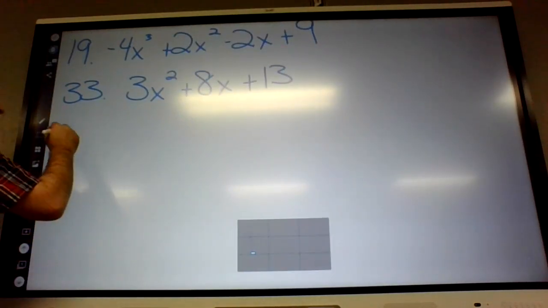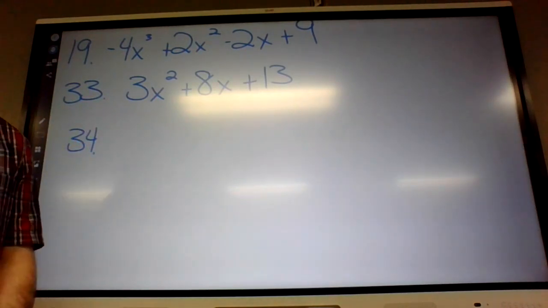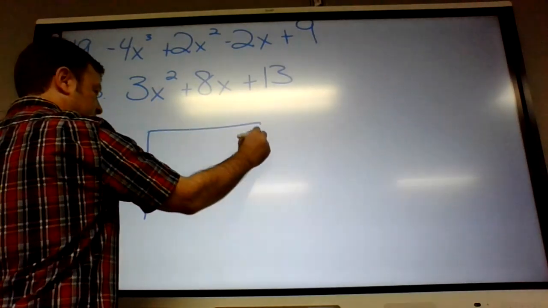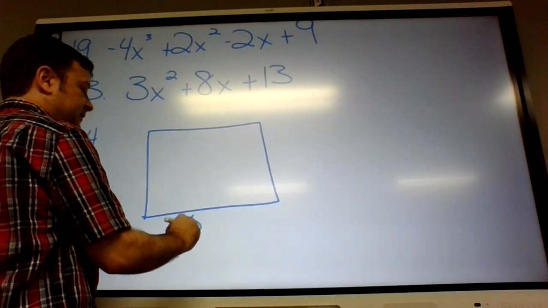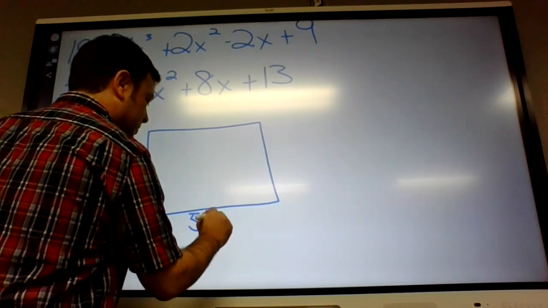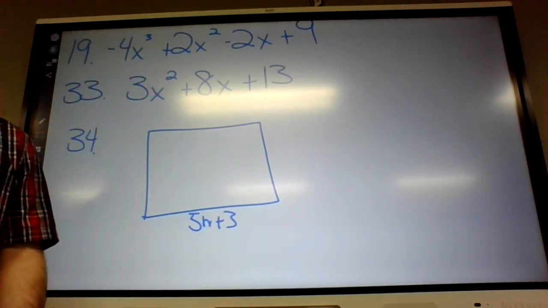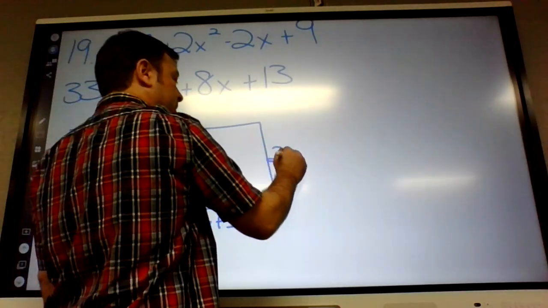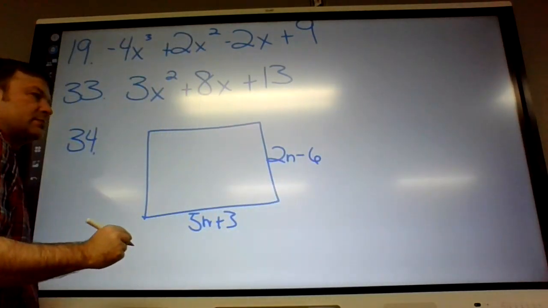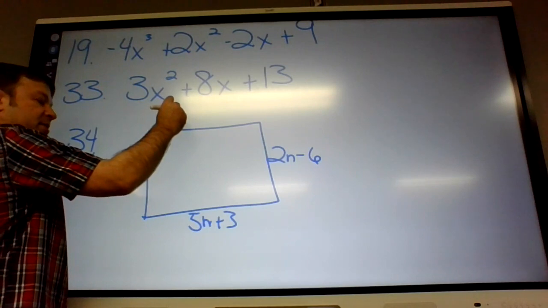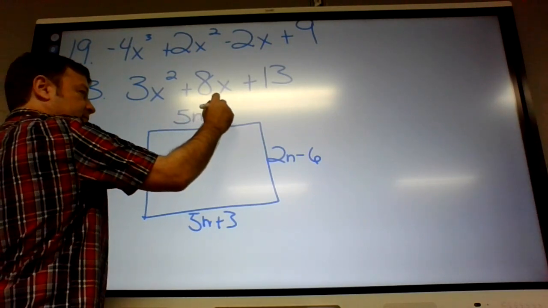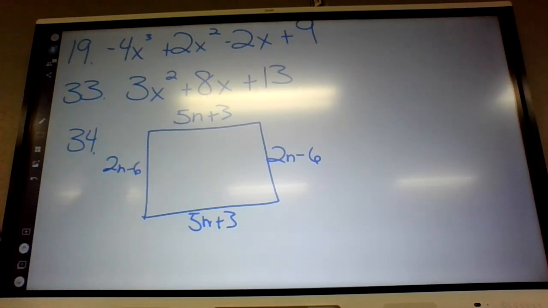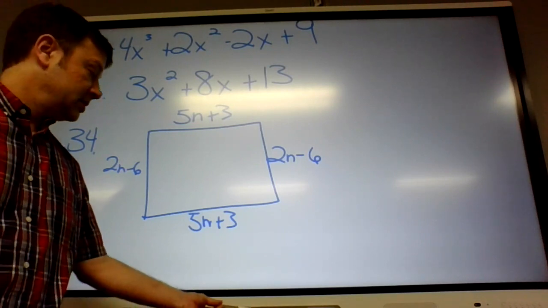34, I'm not going to do this one, but let's talk about it a little bit. It says the length of a rectangle is 5n plus 3. What does length mean? It's usually the long side, 5n plus 3, and the width, the other side, is 2n minus 6. Well, what do we know about rectangles? The opposite sides are the same. Congruent is the fancy word. So you're supposed to find the perimeter on that one too. I'll leave that to you guys.